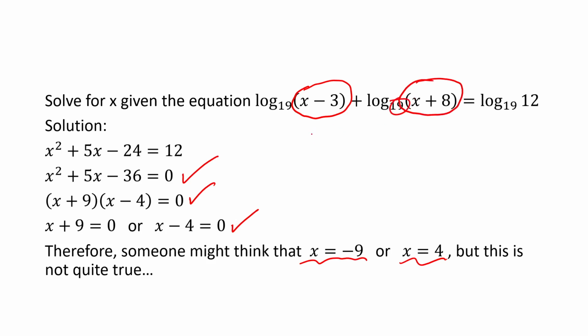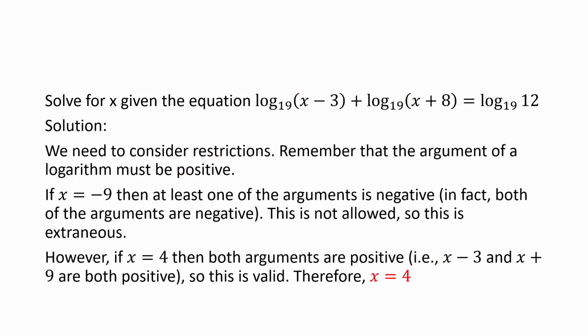So we're saying that this x minus 3 must be positive and x plus 8 must be positive. Well, if we let x equal negative 9, neither of those is positive. So this is what's called an extraneous root. But if we let x equal 4, they're both positive, and so it's all good. So here we go. This is the explanation. Remember that the argument of a logarithm must be positive.